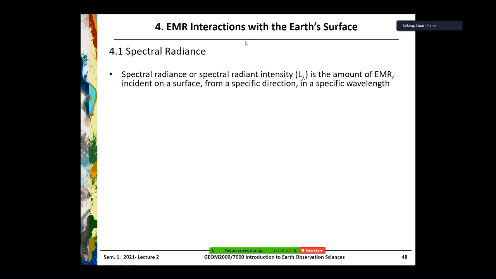Typically any term where you see the word spectral in front of it, what we're trying to convey is that in this case it's radiance, but it's measured across a range of different portions of the electromagnetic spectrum. So spectral radiance is essentially measuring blue, green, red, near infrared, shortwave infrared radiance. It's how much light is coming into a sensor per unit time, per unit area, per wavelength of light.